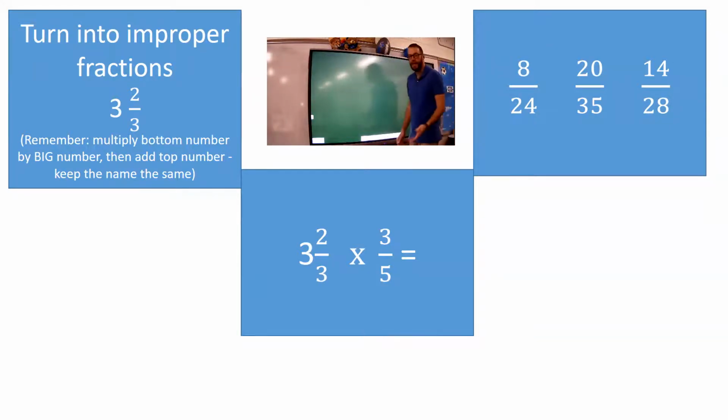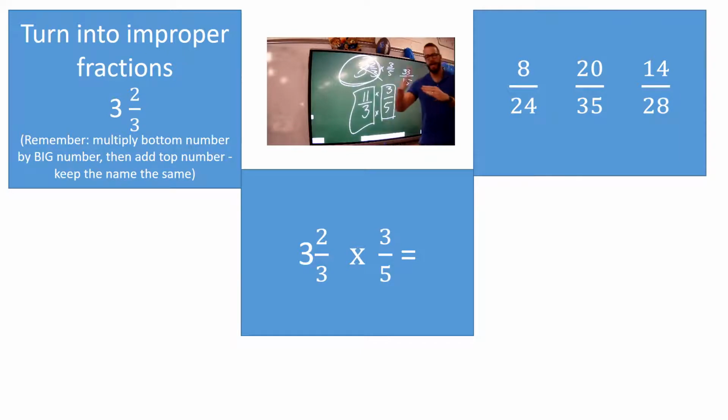So in the next one, I actually have you multiplying 3 and 2/3 by 3/5. When you multiply these, the first thing you absolutely have to do is you have to turn this into that improper fraction. 3 times 3 is 9, plus 2 is 11. Why do you have to do that, Mr. Stahl? Because the only way to multiply fractions is by making it just a numerator over a denominator. And then you have 3/5. 11 times 3 is 33. 5 times 3 is 15.